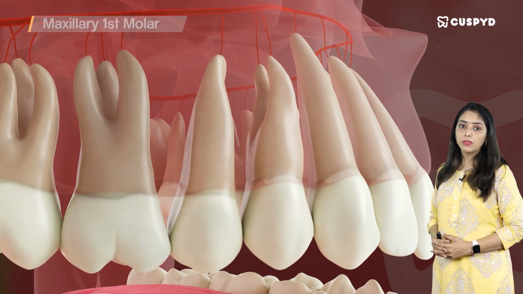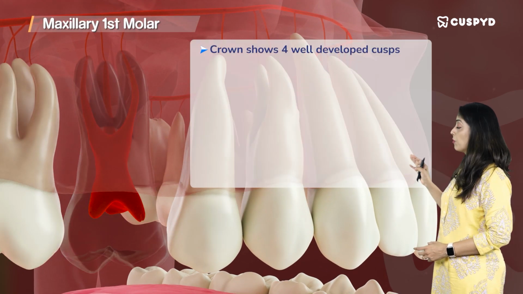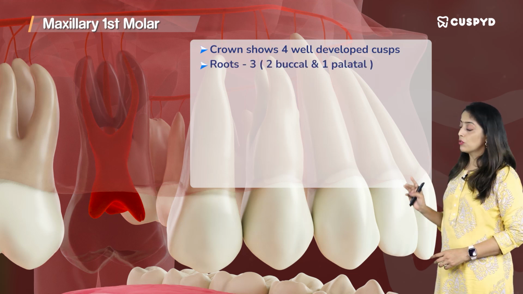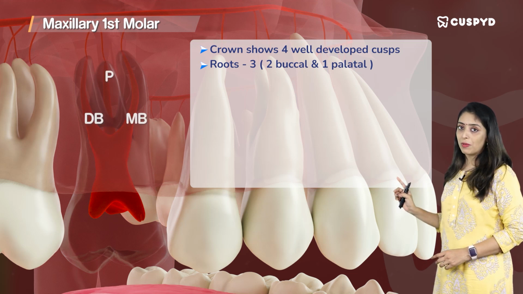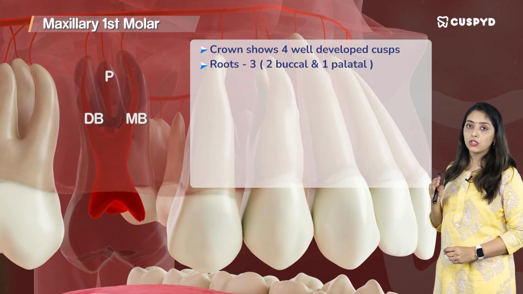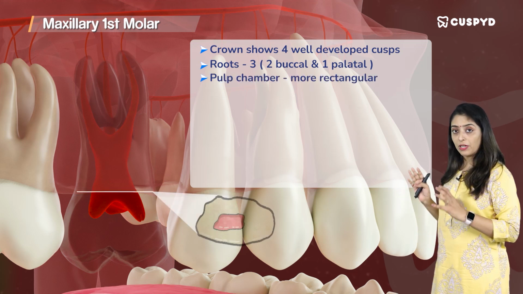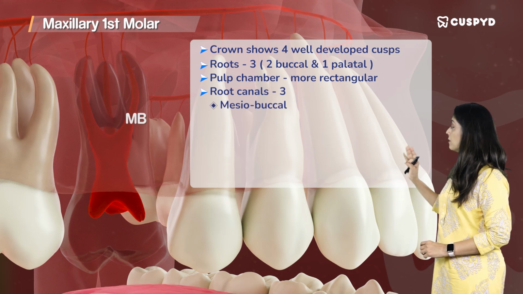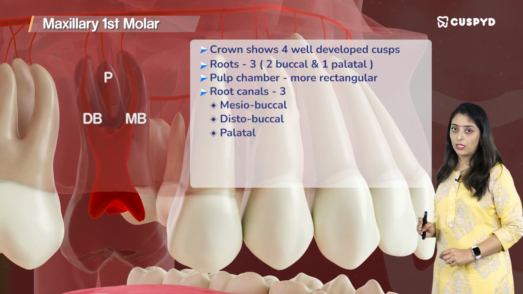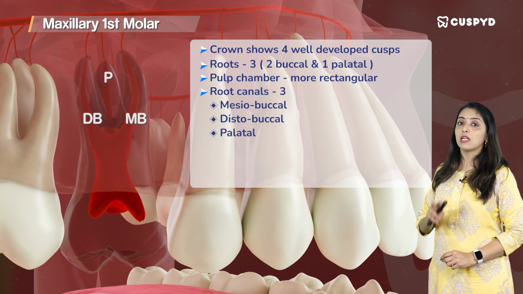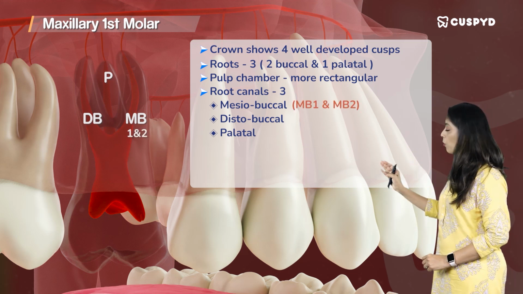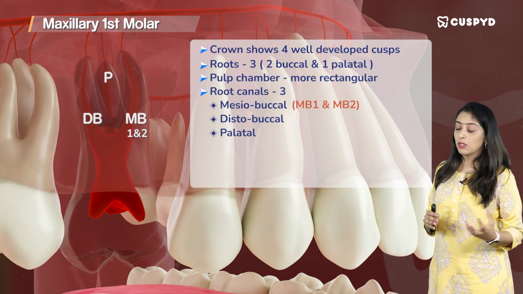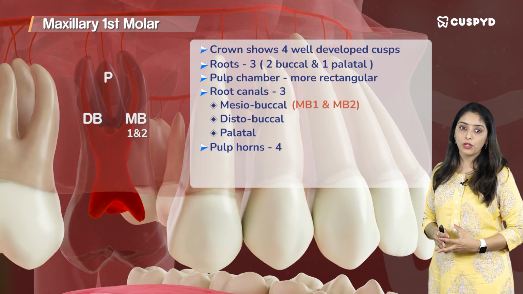The maxillary first permanent molar has a crown which shows the presence of four well developed cusps and three roots. Out of these three roots, two roots are buccal and one root is palatal. So, similarly, the pulpal morphology also will have a pulp chamber that is more rectangular in shape and three root canals: the mesiobuccal root canal, the distobuccal root canal and the palatal root canal. But the mesiobuccal root canal many times has two canals which we call MB1 and MB2. Hence, as the tooth has four cusps, similarly pulp horns are usually four in number.